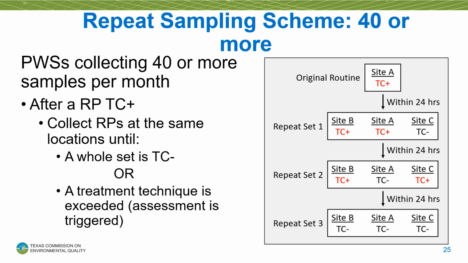If you are a system that collects 40 or more samples per month, this is how the repeat process may go for yours. Of course, it depends on the results. This is just an example. The purpose of this is we want to make sure we have negative results. So the system will continue collecting repeats until they achieve negative results. So for our example, they collected at site A. For the repeat set 1, they collected positive results. They have to go back out and collect the same set of repeats for set 2. Unfortunately, in this example, they collected another set of repeats, and they will continue to collect repeats until a treatment technique has been exceeded and an assessment will be issued. In this case, the system did not exceed any treatment technique, so they are able to continue to collect repeats, achieving those negative results and avoiding an assessment.